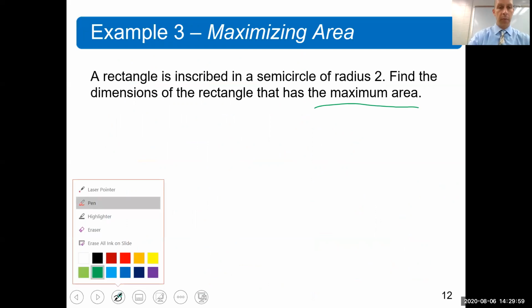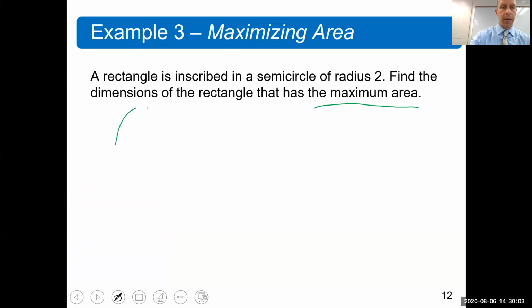So I'm going to just draw a little picture, and we'll just leave it in green. I'm going to try to make a semicircle. That's not a great circle, but we're going to go with that. We're going to let this be the x-axis. We're going to let this be the y-axis. And then I'm going to draw a rectangle, if I can, maybe in here. Okay, good. So again, my picture is not perfect, but it's going to work.